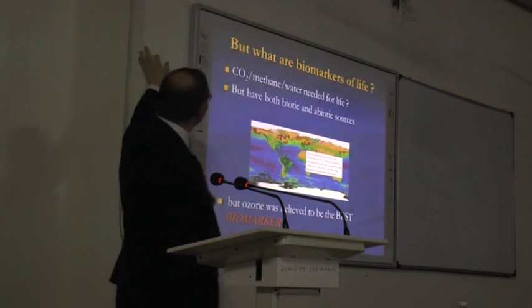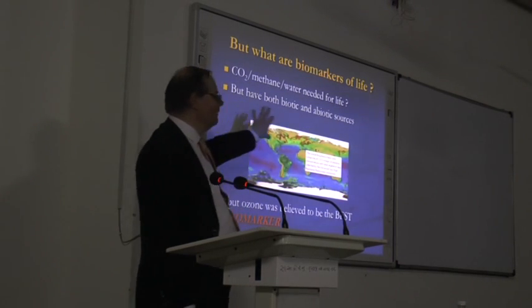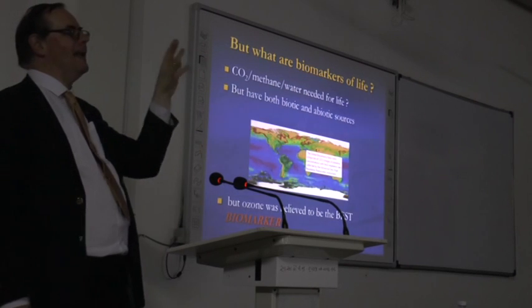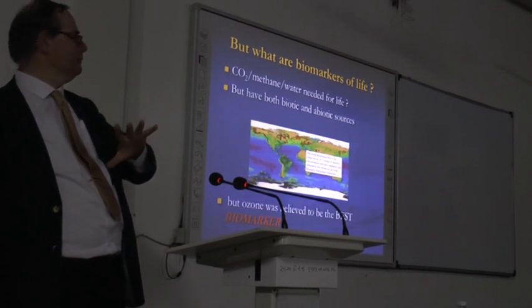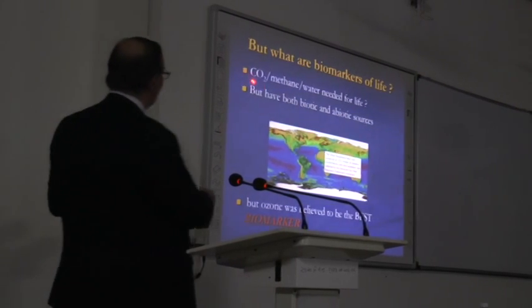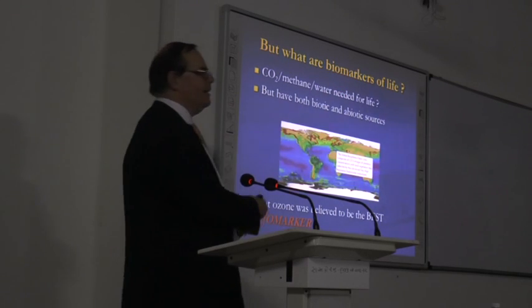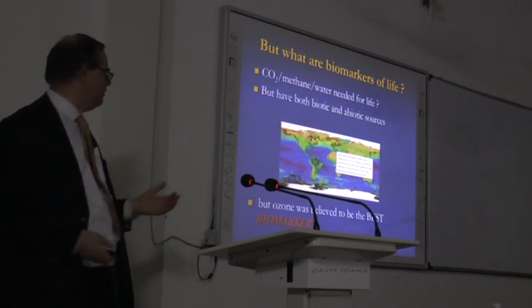So, what we want to do is to think about what we would look for on one of those planets that would tell us there's life on it when it can't talk to us. We know that water, methane and CO2 are needed for life, but the problem is we can get that on planets which don't have life on them. We know that from planets in the solar system.